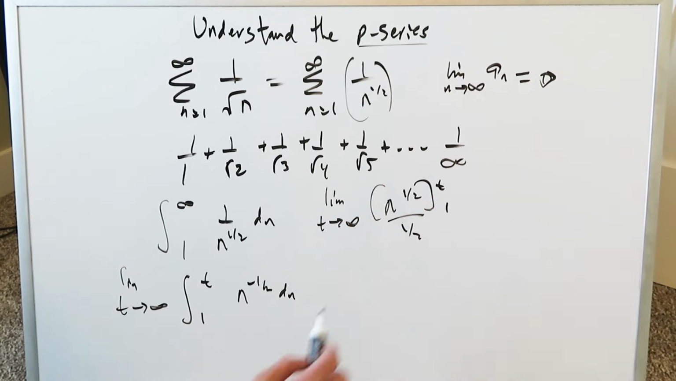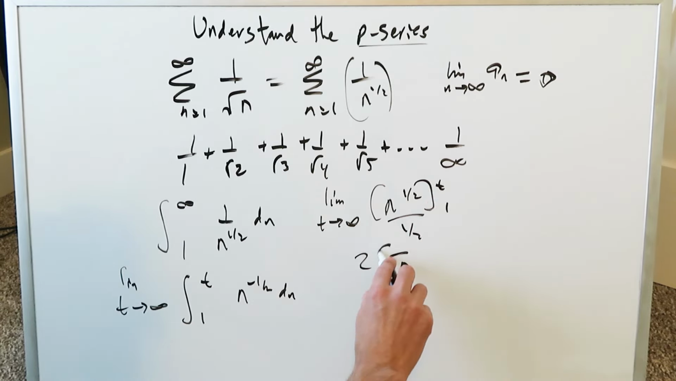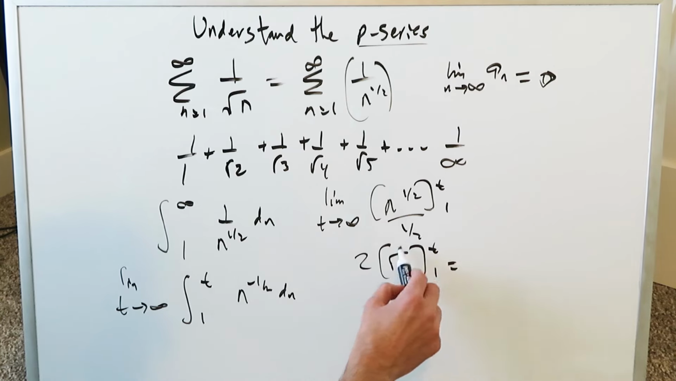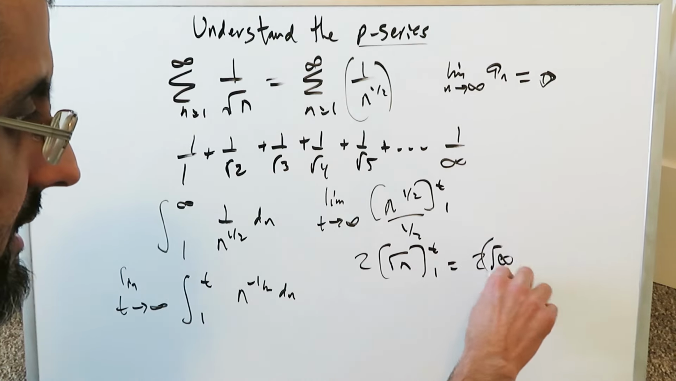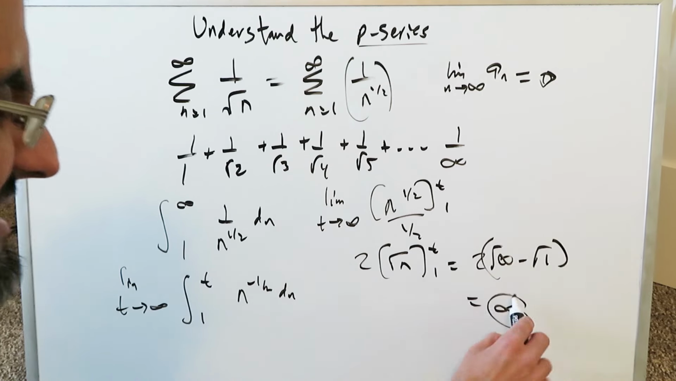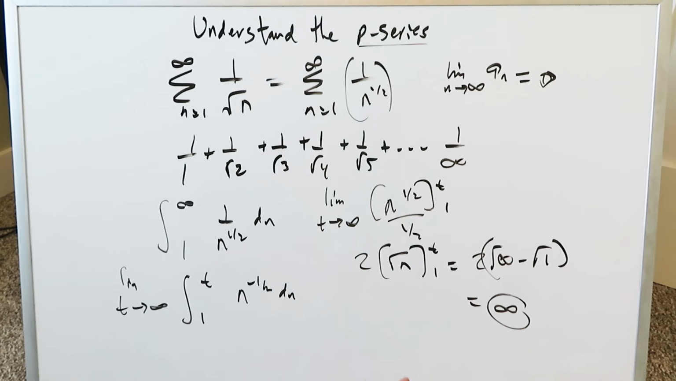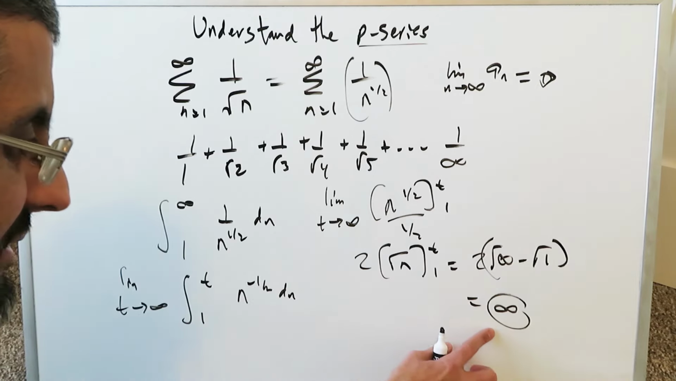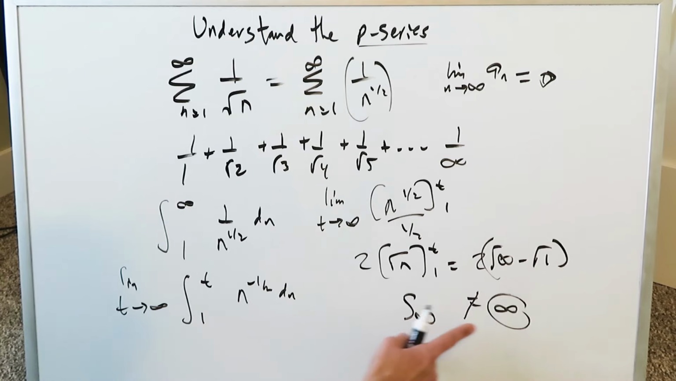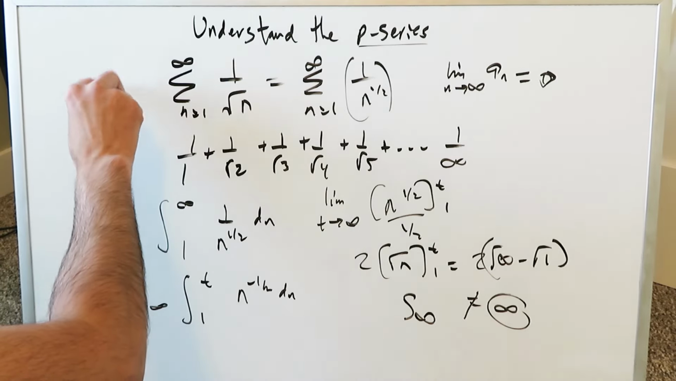From 1 up to t, you end up seeing 2 root n. When you put in the limit as t approaches infinity, you have 2 root infinity minus root 1. This gives you a value which is truly divergent in terms of the area below the curve. But this does not represent the sum of your series. This right here is not equal to that. But it does indeed tell you that you have a series here which is divergent.